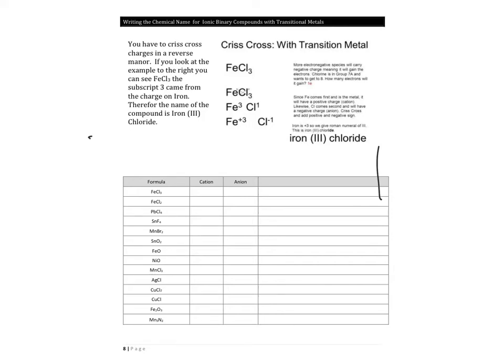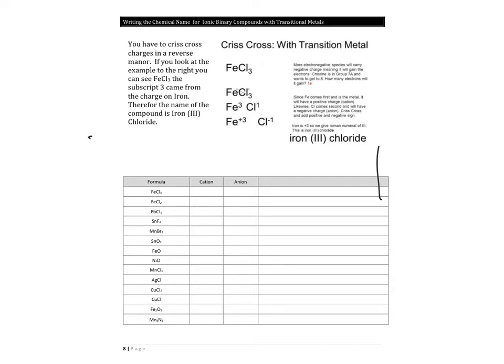Today we're going to talk about naming transition metals in binary compounds. And we're going to talk a little bit about crisscross, but for the most part we're going to talk about Roman numerals. You used naming yesterday in the earlier lesson that you did on naming using Roman numerals. Today we're going to talk about how we actually crisscross to get our actual naming scheme for the Roman numerals.